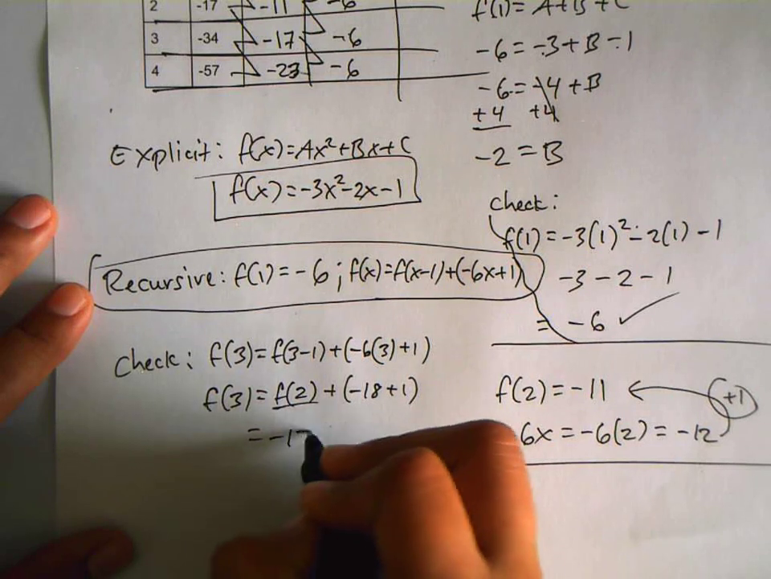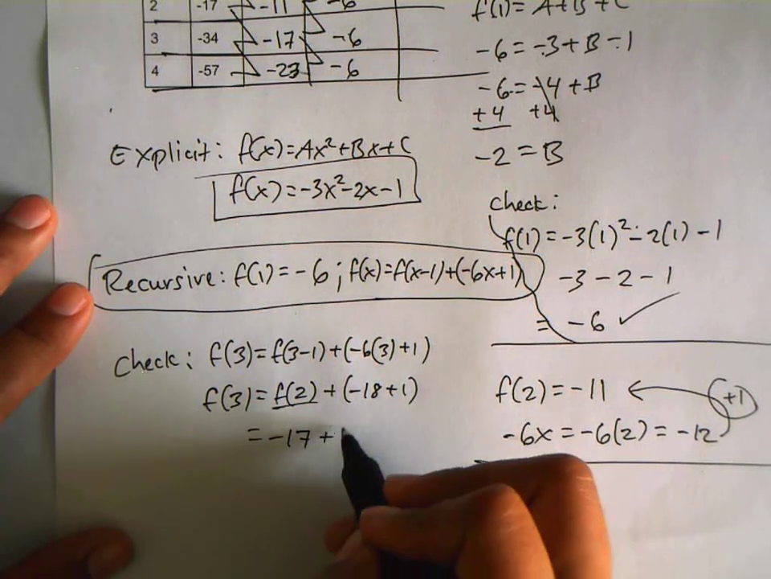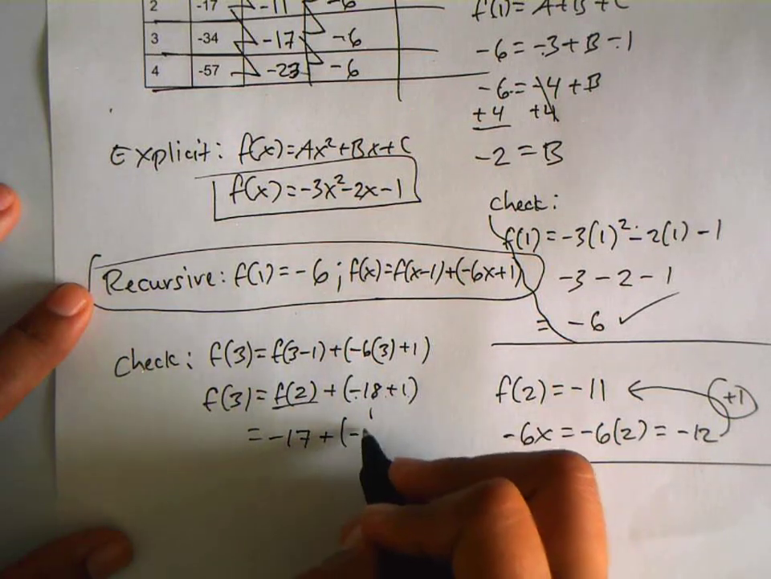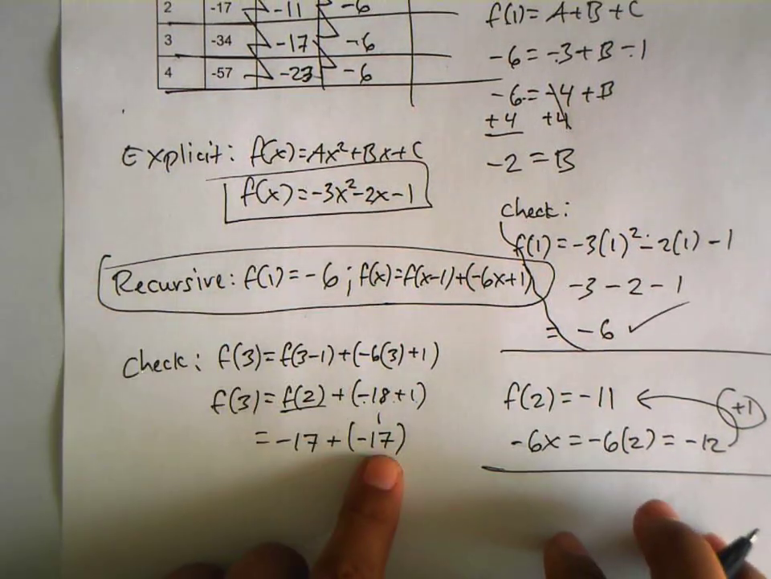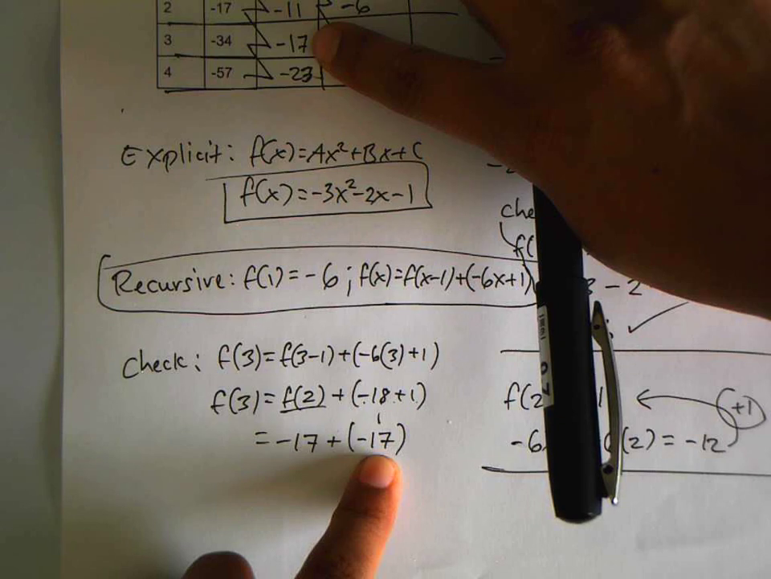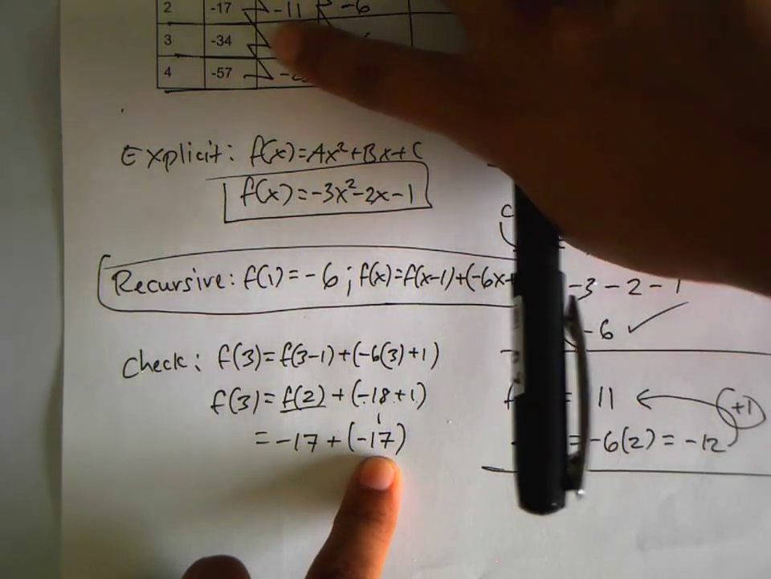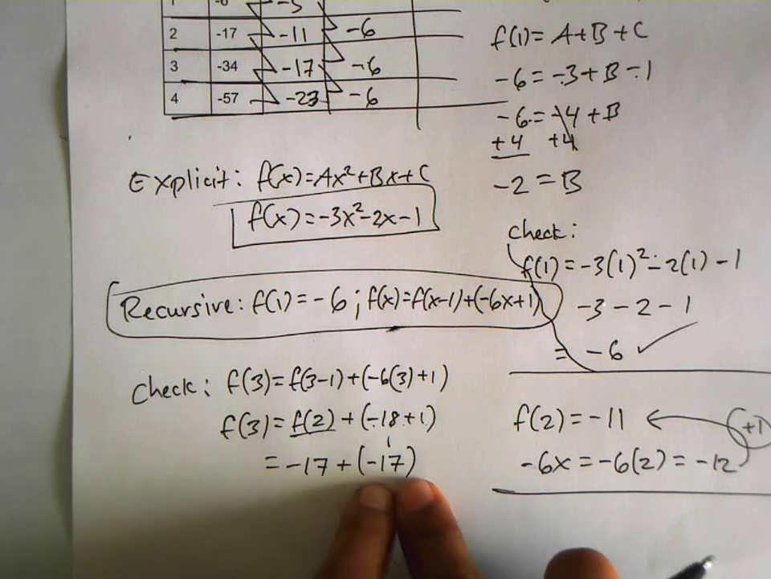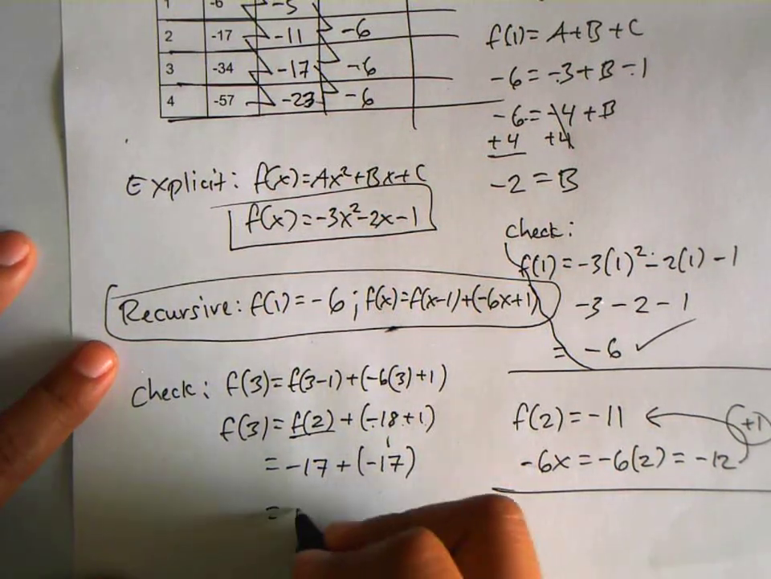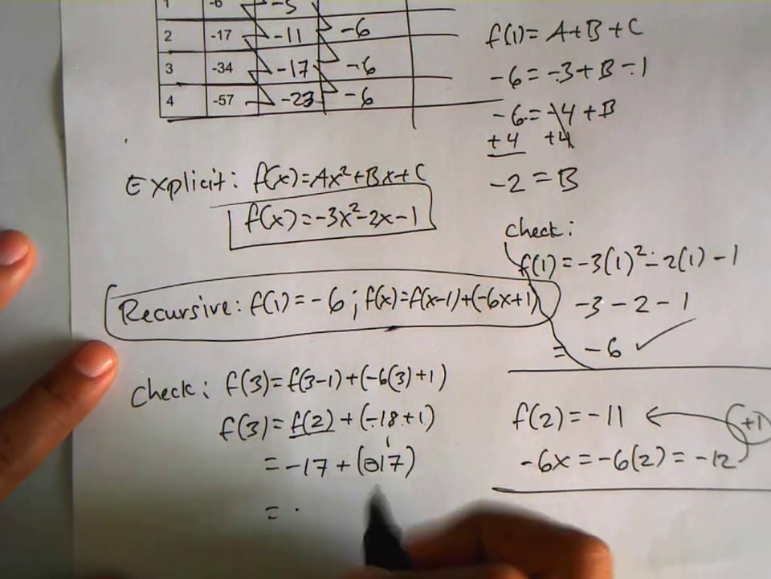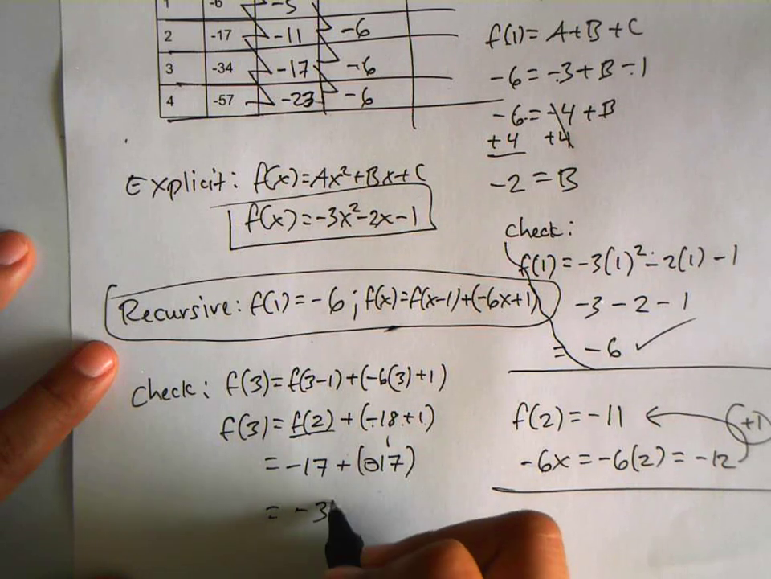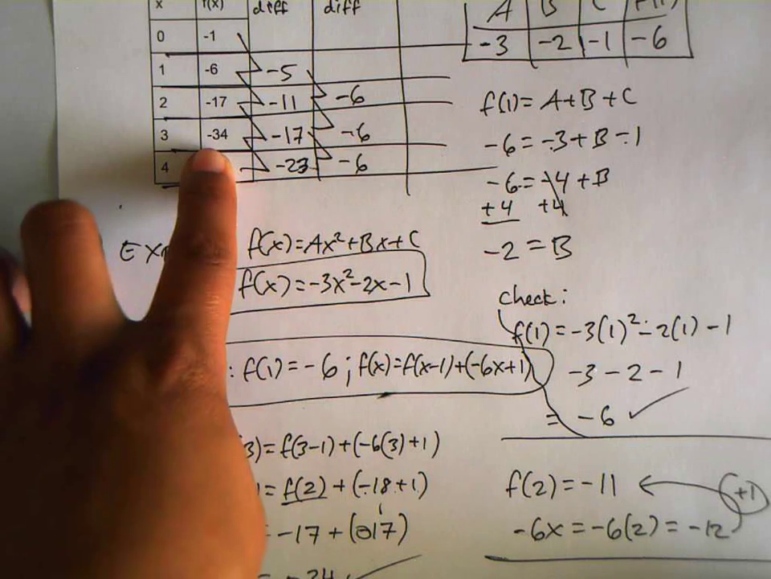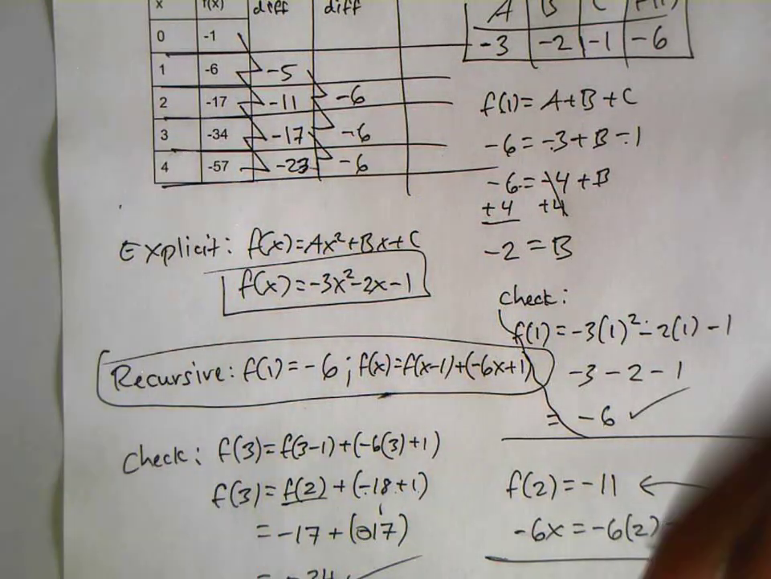So negative 17 plus, well, I can go ahead and do this math here. Negative 18 plus 1 is negative 17, which, look, matches up with the growth that should be going on at that point, at x equals 3. Matches up. Good. Our growth is right. So negative 17 plus negative 17 gives us a total of negative 34. There you go. Yeah, hope you're getting this.